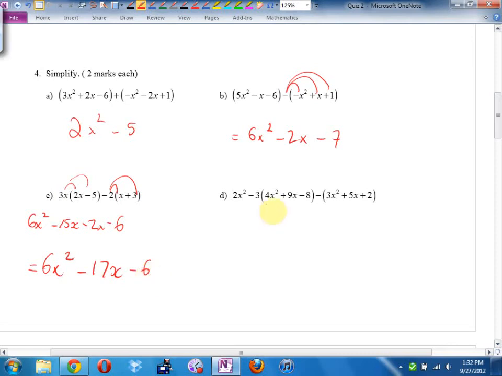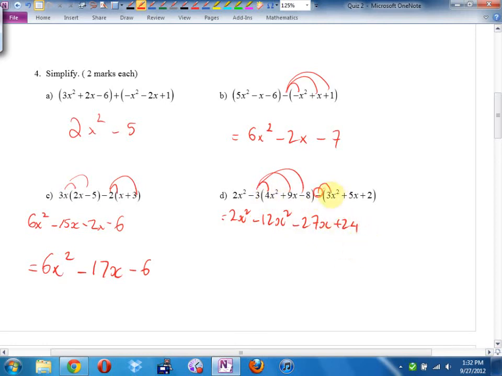What's being multiplied onto this first bracket? Just the negative 3, not the 2x squared. I'm going to start out by just dropping the 2x squared down like a domino. Thunk. And then I'm going to go multiply, multiply, multiply. I get minus 12x squared. I get minus 27x. And I get positive 24.